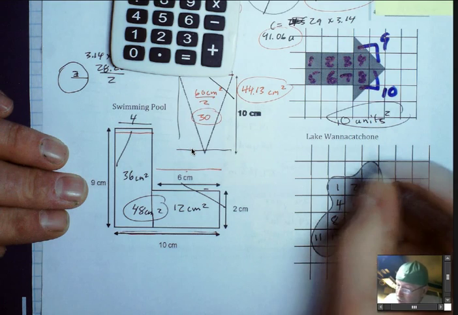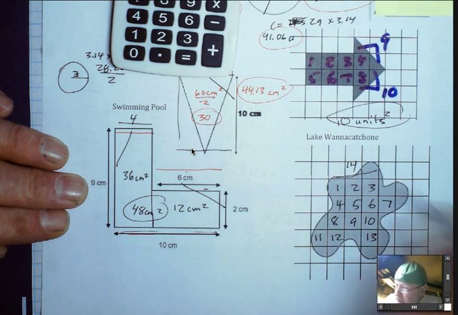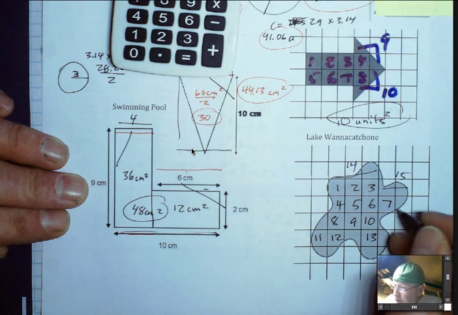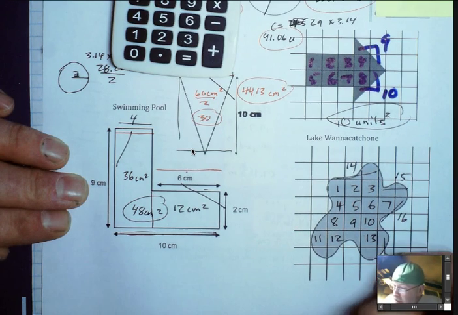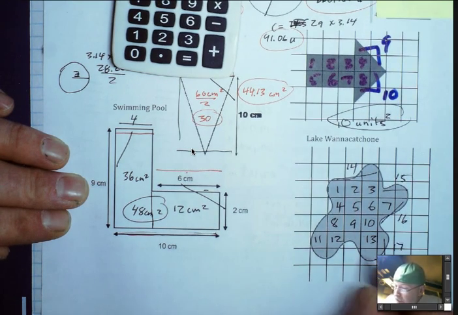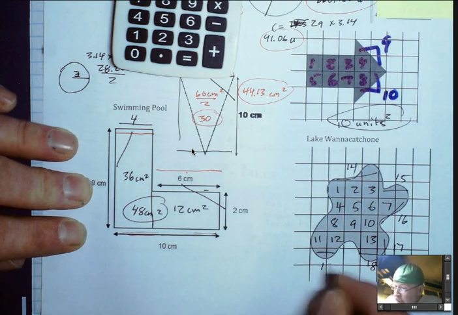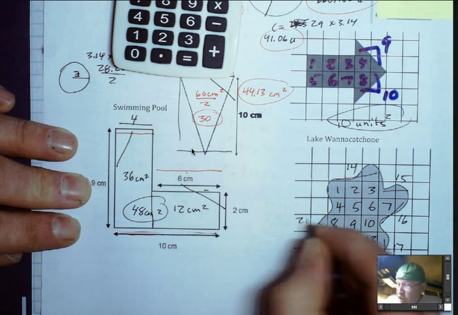Let's just call this whole thing here 14. Let's call these guys 15. Let's call these guys here 16. Call these guys 17. Call these guys 18. Call these guys 19. I still got these guys here left over. I've been pretty generous. I call it 20.